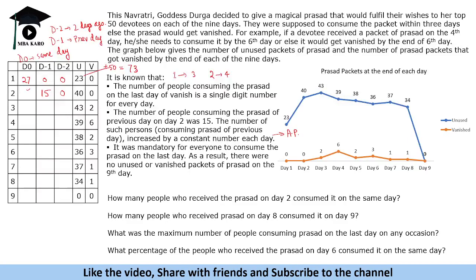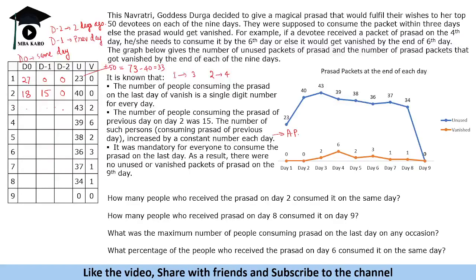So 73 people received, now 73 people have packets and 40 have unused. That means 33 packets were eaten on that day. 33, 15 is here. So this number will be 18. Okay. Now this will go on, right?